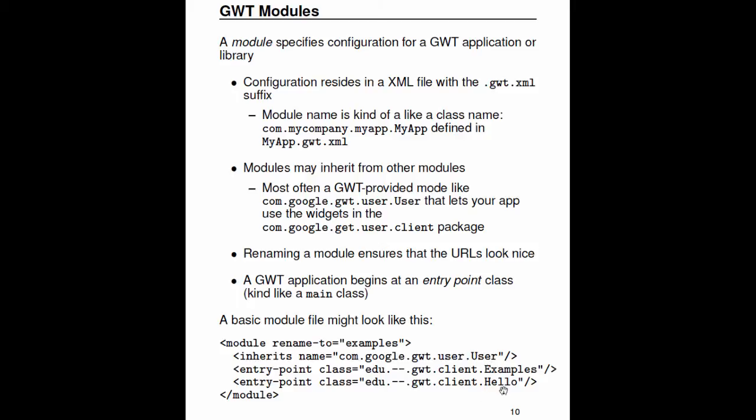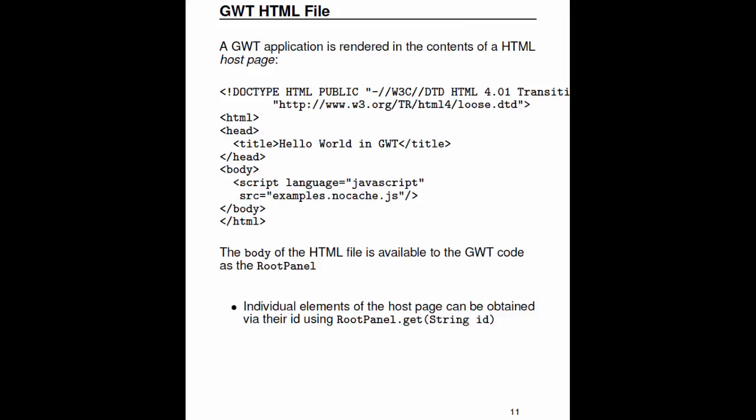Most often, your application will only have one entry point. This example shows that you can have more than one. So that was the module configuration file. There's also something called a host page, which is the HTML that is rendered for the application. This is something a little different about rich internet applications and GWT applications specifically.